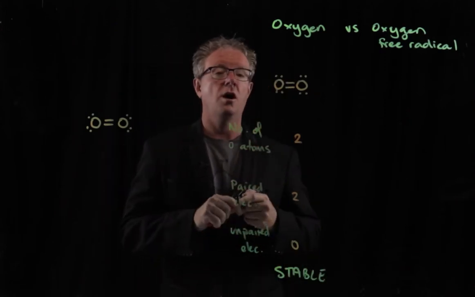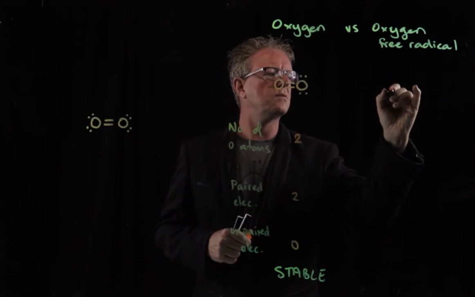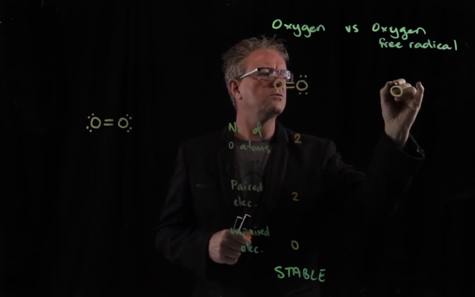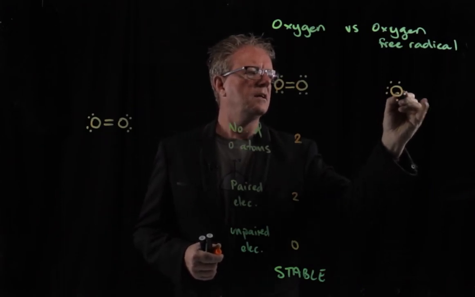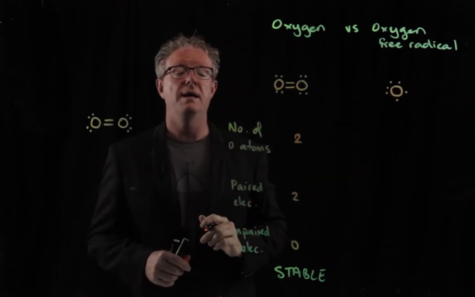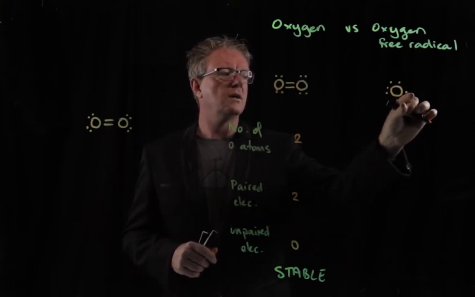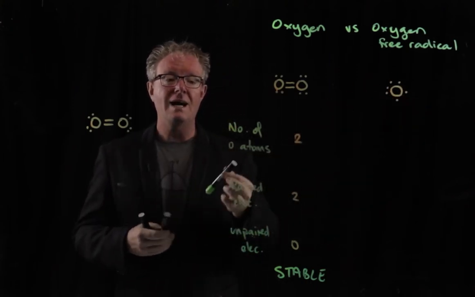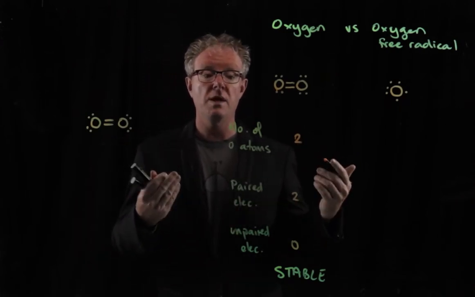What about an oxygen free radical? Well, an oxygen free radical is an oxygen atom. It's still got 6 valence electrons. However, 2 of them are unpaired. So we have 2 paired electrons and 2 unpaired. And of course, being unpaired, it's a lot more unstable and therefore a lot more reactive.